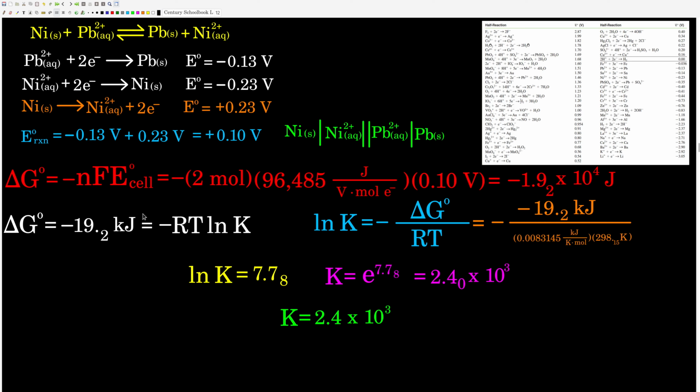So remember, we want to calculate delta G0. That's just negative nFE0 cell. We got E0 of the cell, positive 0.10 volts. F, we know, is Faraday's constant, 96,485 joules per volt mole of electrons.